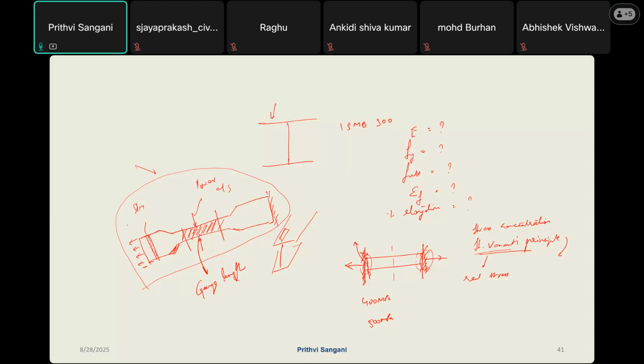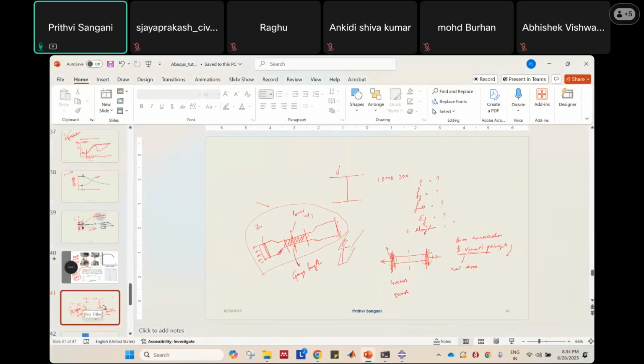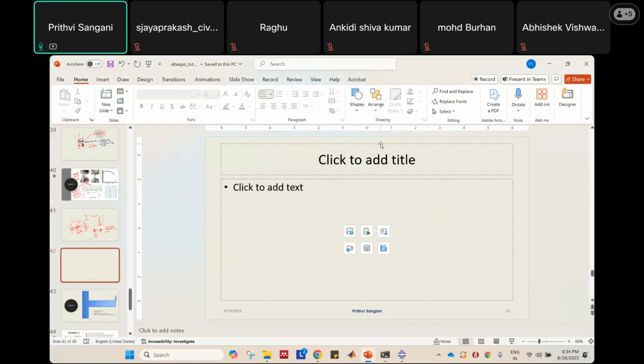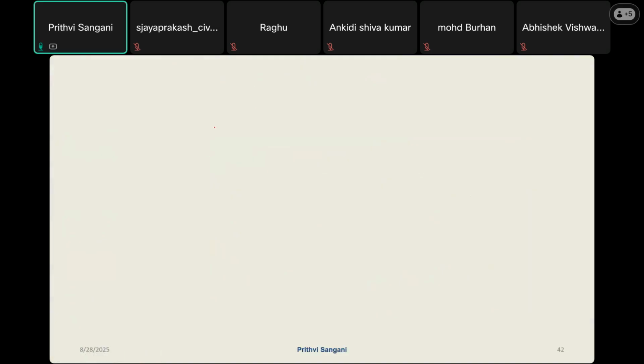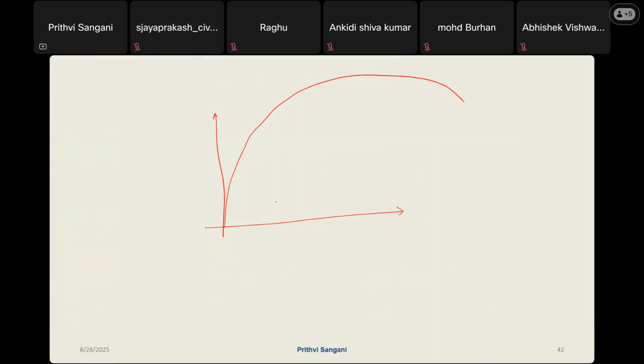So how do you find your Young's modulus? Young's modulus is nothing but the slope of your stress strain curve in the elastic zone. This is your stress strain curve. I'm drawing it for a slightly higher strength steel, maybe an HYSD. This is your stress, and this is your strain. Usually in these cases, when we have a very non-linear stress strain behavior, what we try to do is bring in a concept called proof stress or proof strain.